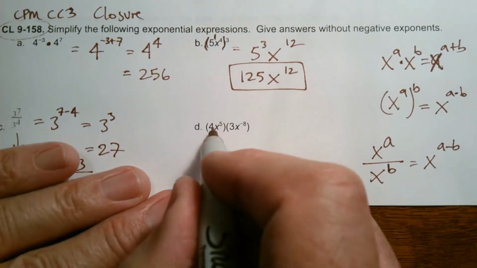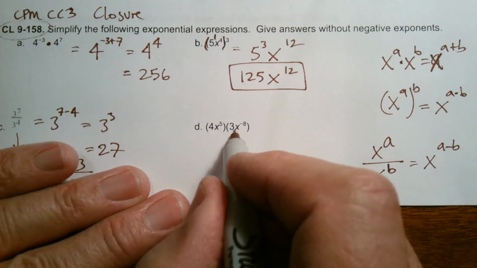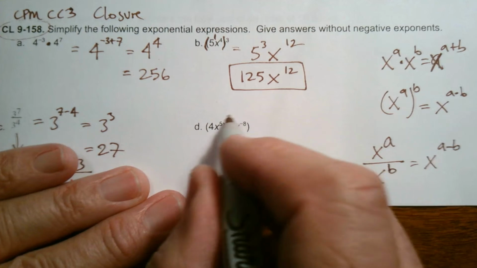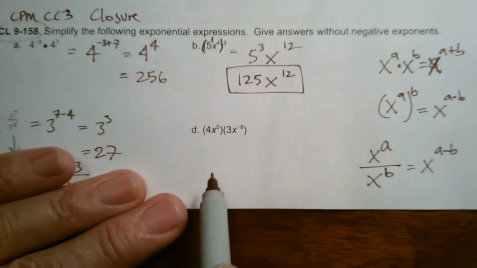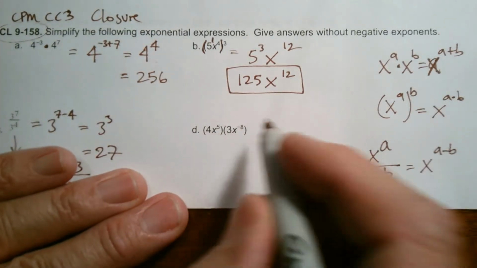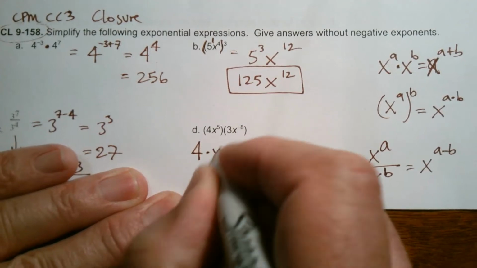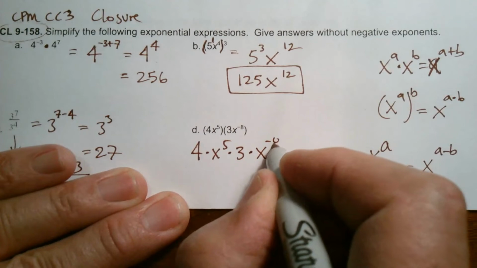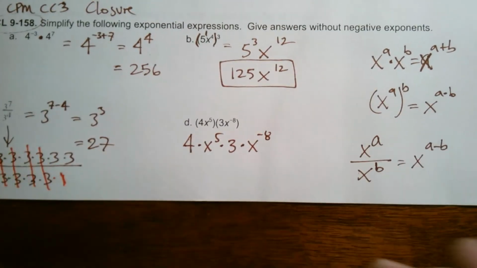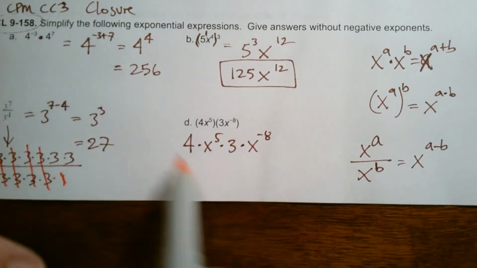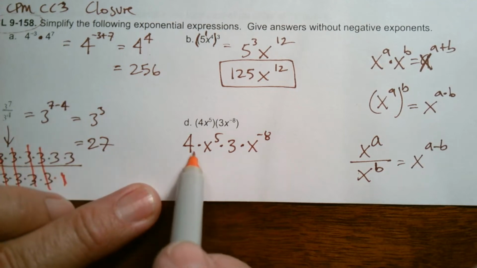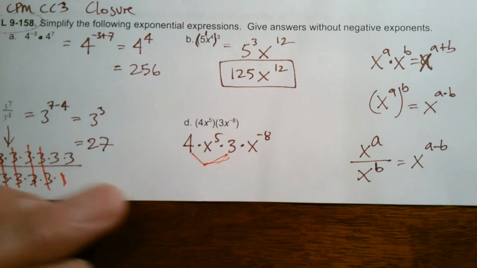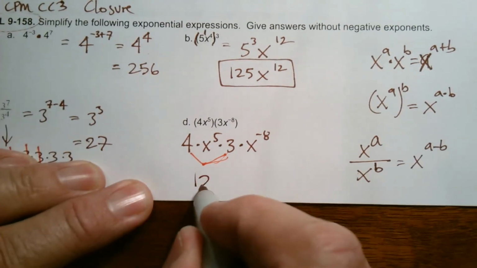This one here, I've got exponents on these variables, but not a power to a power. It's not like what we had up here on B. So this is just all multiplication. This means 4 times x to the 5th, then times 3 times x to the negative 8. So I have all this multiplication, and when you have multiplication straight across, you take what you can multiply. So I can multiply these coefficients. The 3 and the 4 multiply to give me 12.